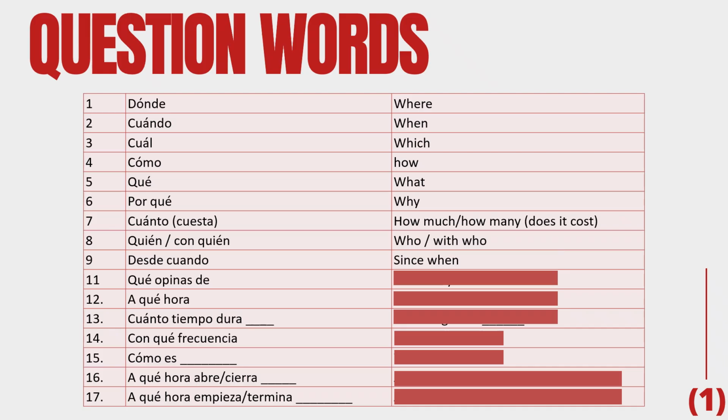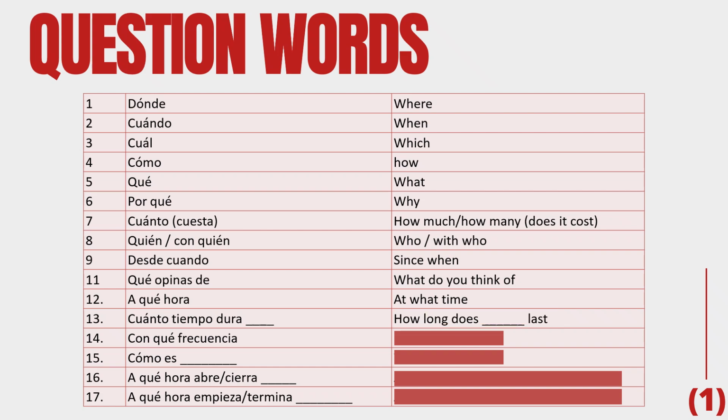¿Desde cuándo? Since when? ¿Qué opinas de? What do you think of? ¿A qué hora? At what time? ¿Cuánto tiempo dura? How long does this thing last? You could just use cuánto tiempo as how long, but usually that goes together with the word durar, which is to last. ¿Con qué frecuencia? How often? ¿Cómo es? What is this thing like? And that is a question that catches people out a lot because it's really a different structure to English.